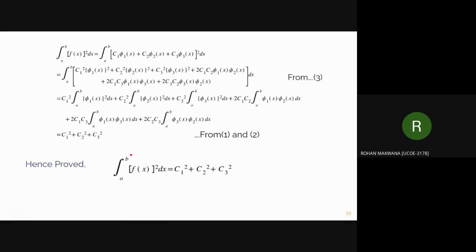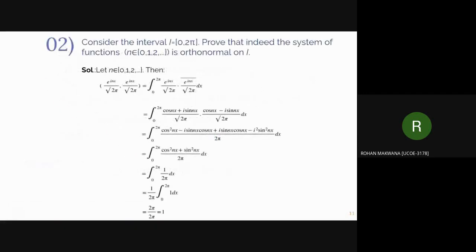Now my friend Yash Dave will continue with the second numerical. Thank you, Rohan. Good afternoon, everyone. Yash Dave here.